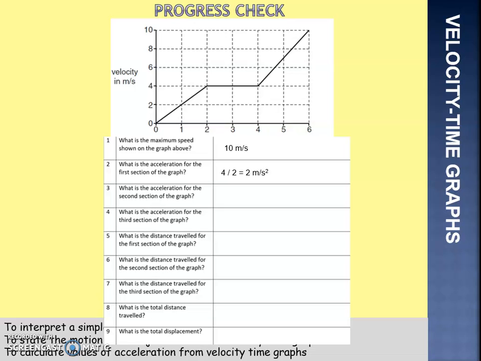What's the acceleration for the second section? We can see it's a horizontal line. No calculation necessary. If it's a horizontal line, it would be 0 meters per second squared.